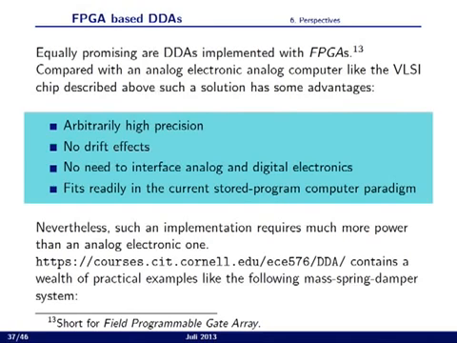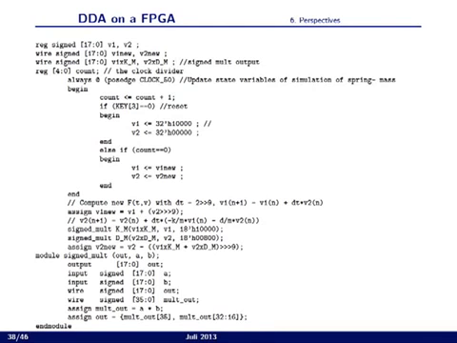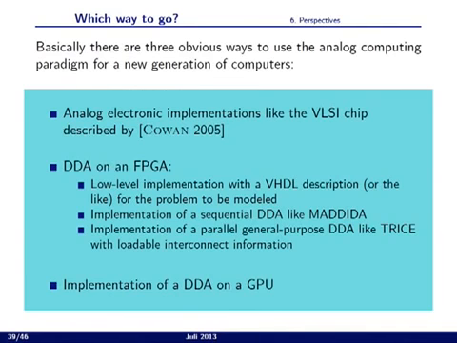If your analog computer is implemented in an FPGA, there is no complex interface. You don't have the need for a digital analog and analog digital converter, nothing. And it fits readily in our current stored program computer paradigm. There's a web page, Course CIT Cornell Edu, which focuses on the idea of using field programmable gate arrays for implementing analog computers. And this is just an example code for a field programmable gate array which implements a mass spring damper system and solves this mass spring damper system in very rapid succession.